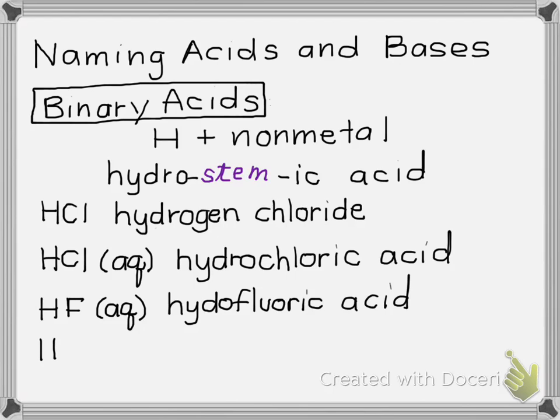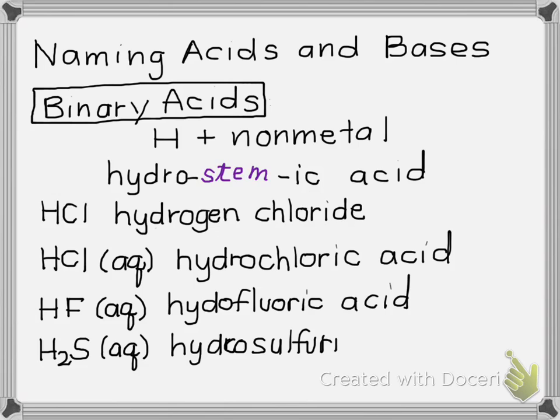Now sometimes it may require two hydrogens to balance the nonmetal that it's with, for example H2S. Again, if it wasn't identified as an acid in the question, and it wasn't followed by AQ, this would be hydrogen sulfide. But if it's identified as an acid, either in the problem or by following with AQ, this is hydrosulfuric acid.